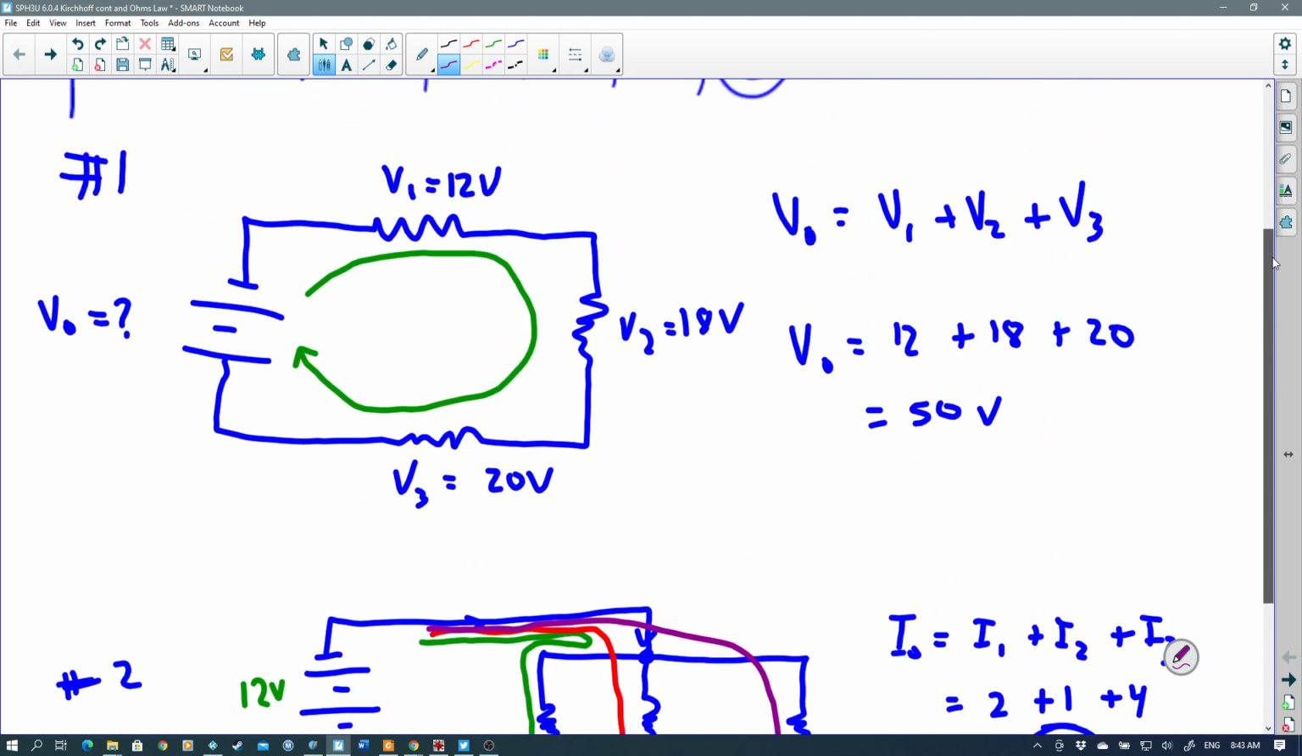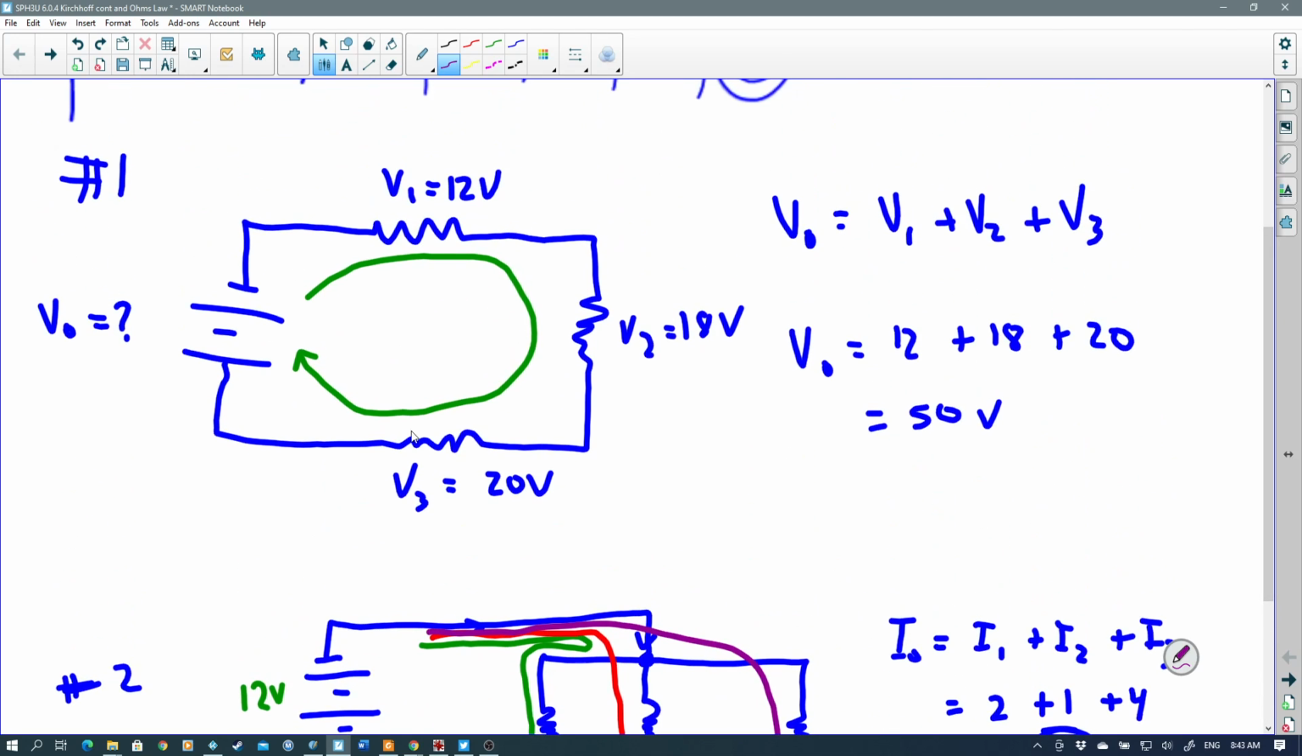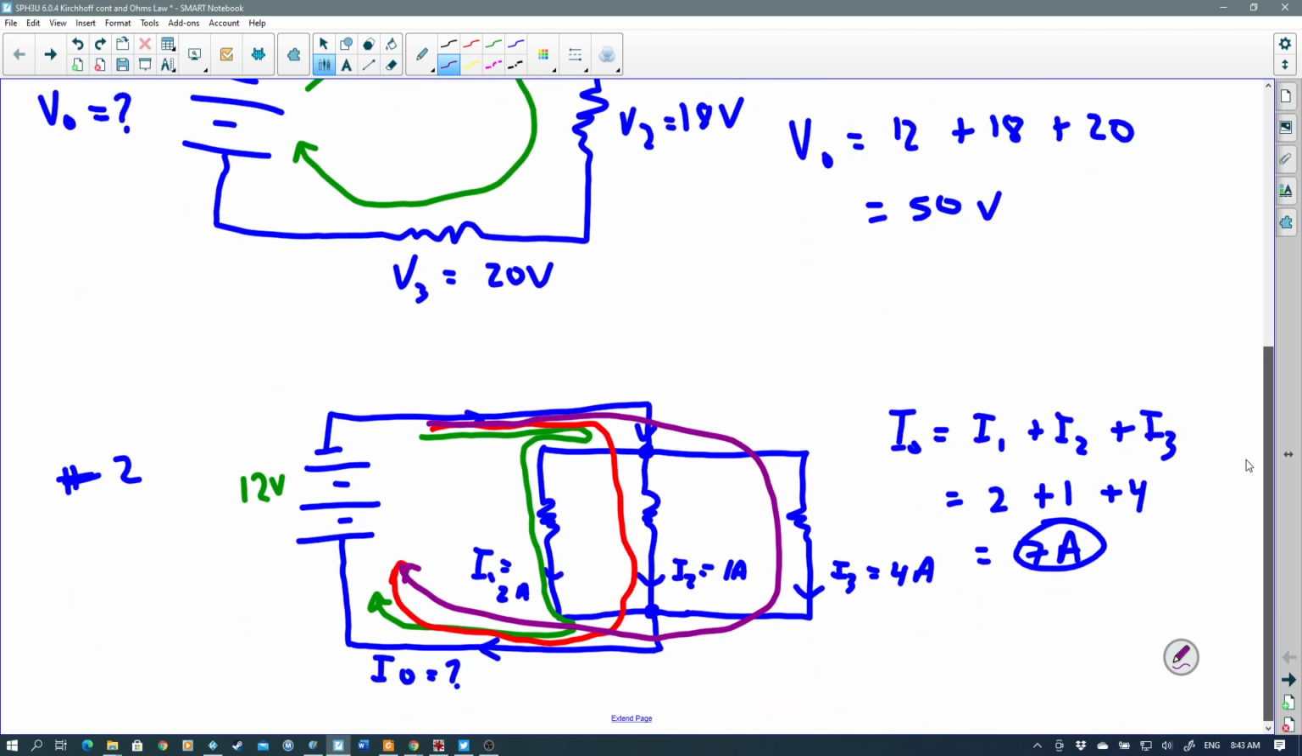In this case here, the voltages all added up to give the total voltage. This is a series circuit. The current would actually be the same. So if you had 5 amps of current going through this circuit, you would have 5 amps of current all the way through in any position. And that's also a part of Kirchhoff's laws.